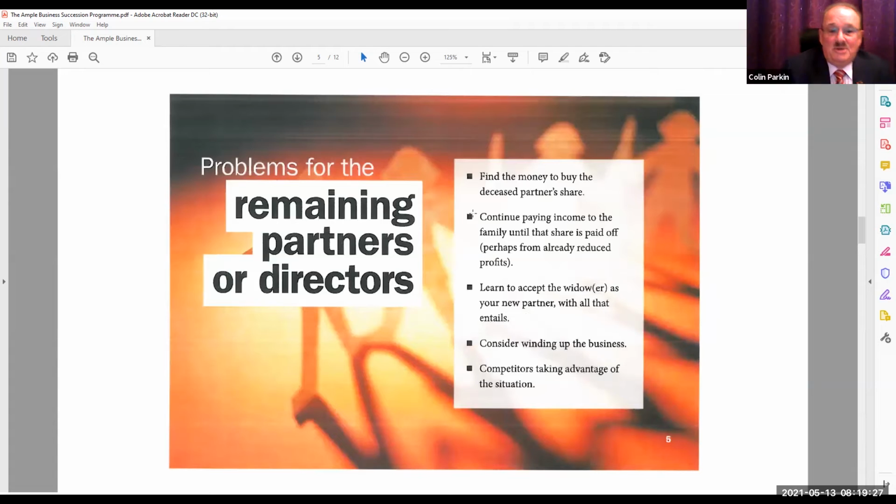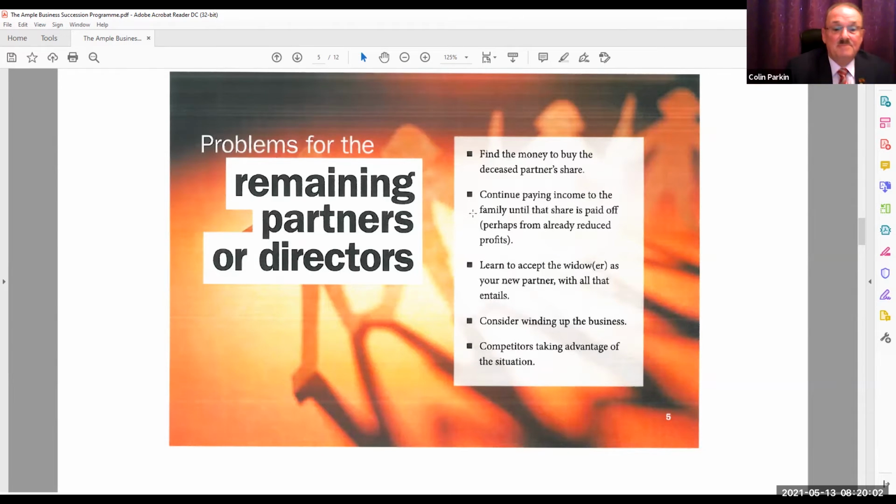So the remaining partners and directors, how do they find the money to buy out the partner's share? How do they continue paying income to the family until that share is paid off? Perhaps they've already reduced profits. Learn to accept that it's never going to work well for everybody, so there's got to be a plan in place. Or you may have to consider winding up the business, and then the first scenario that I showed you will actually take place. And the predators from the competition that are around the corner will want to take advantage of everything that goes through.